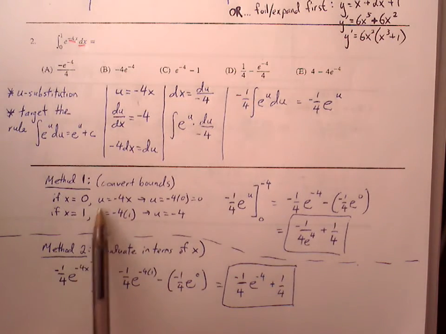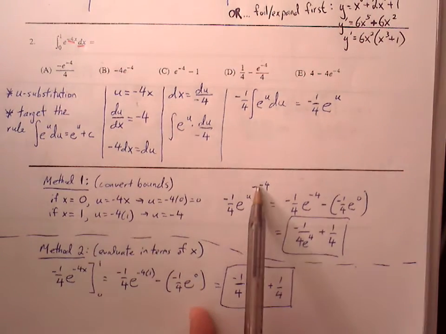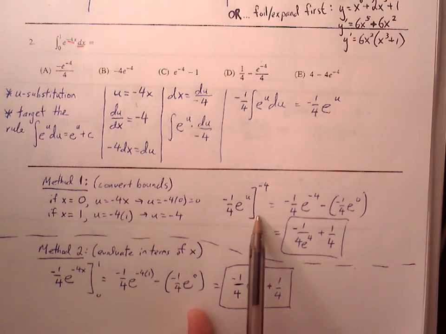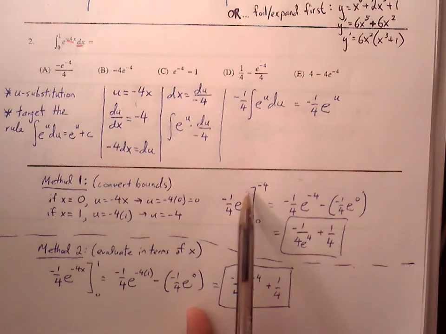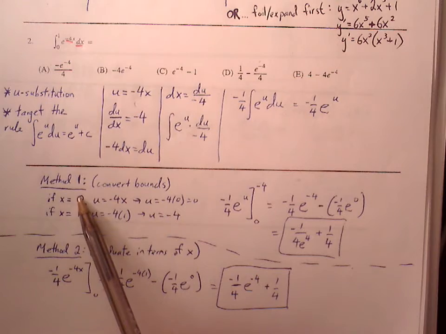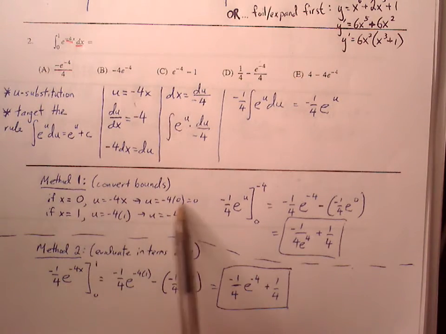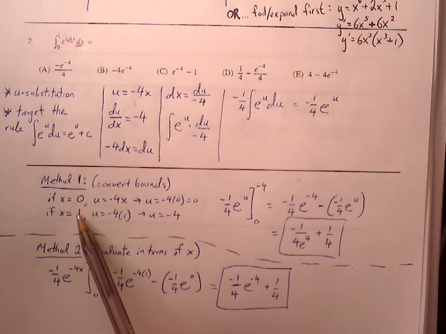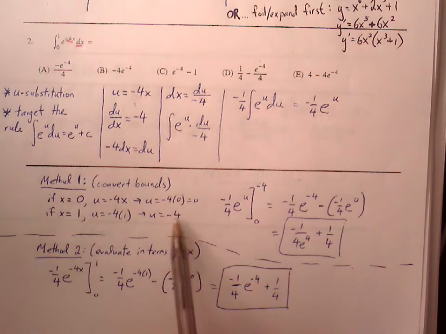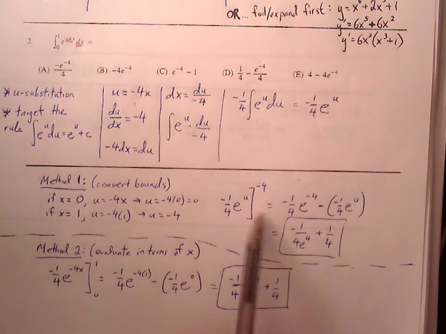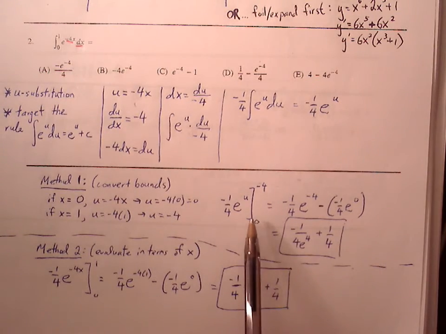Even though it does end up being a smaller value, don't worry about that. We've matched the old lower bound with the new lower bound, and we've matched the old upper bound with the new upper bound. So even if there's a mismatch, it's okay. Things will work out in the end.